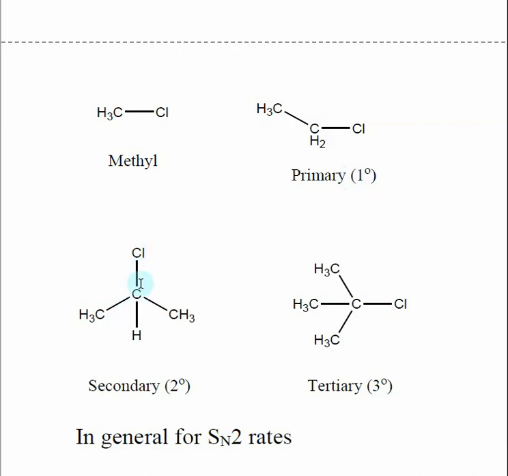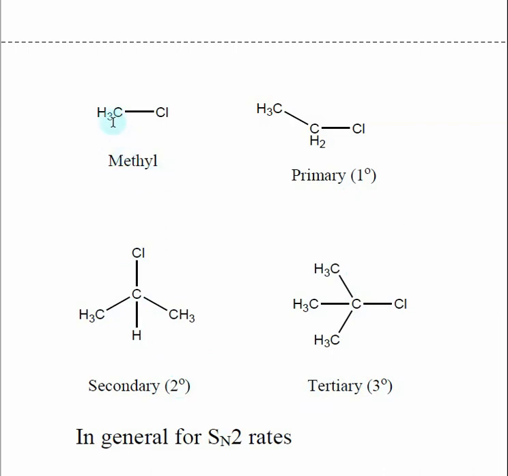Same thing here, the carbon that's directly attached to my chlorine is attached to two carbons, so it's secondary. Here, the carbon attached to my chlorine, or the electrophilic carbon, is attached to three other carbons, so it's a tertiary halogen. And here we're going to see one other thing we didn't see so much. If I don't have any alkyl groups attached to it, it's called methyl.